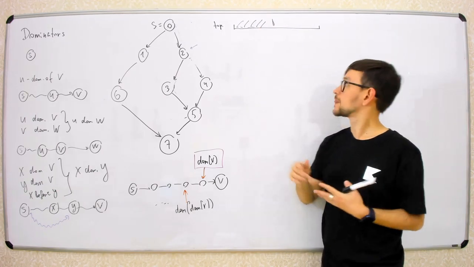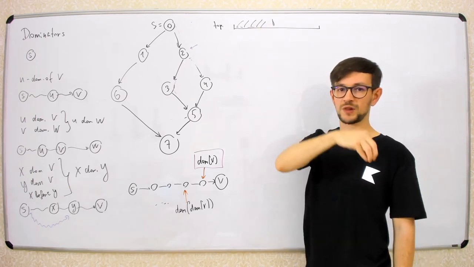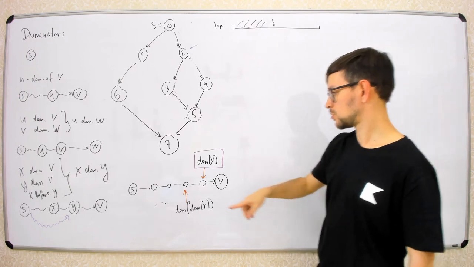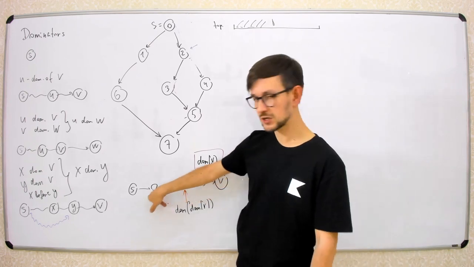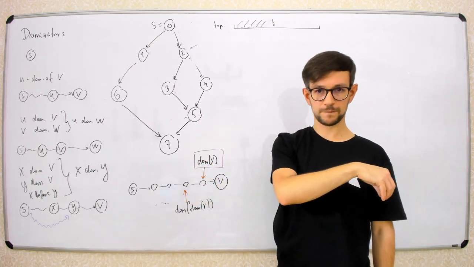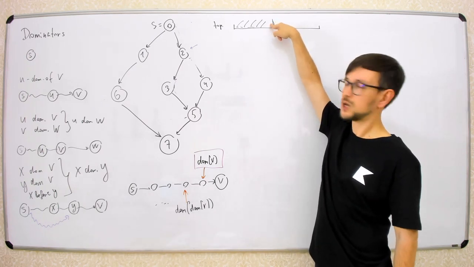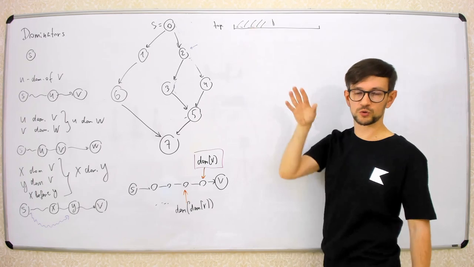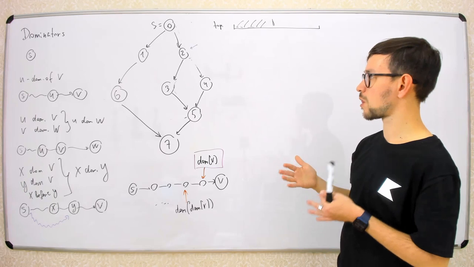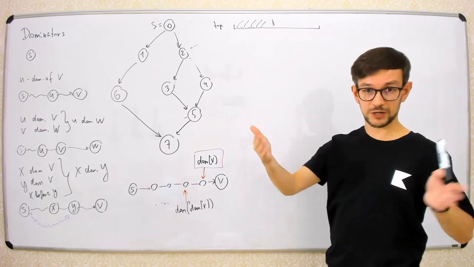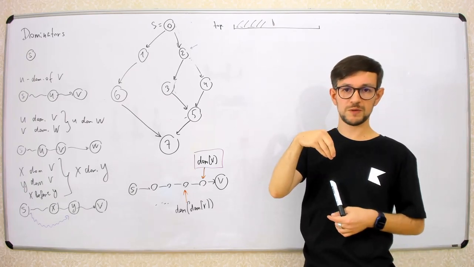Why is it correct? Because if you have some node, then all its dominators must be to the left in the topological order. Yeah? Because you have this path, so if you have any node, all its dominators are to the left in topological order. So if you go from left to right and want to build dominator for this node, you only need nodes to the left in topological order. So that's how we will build the dominator tree. We'll go from left to right, and each time we'll add one more node to the dominator tree.